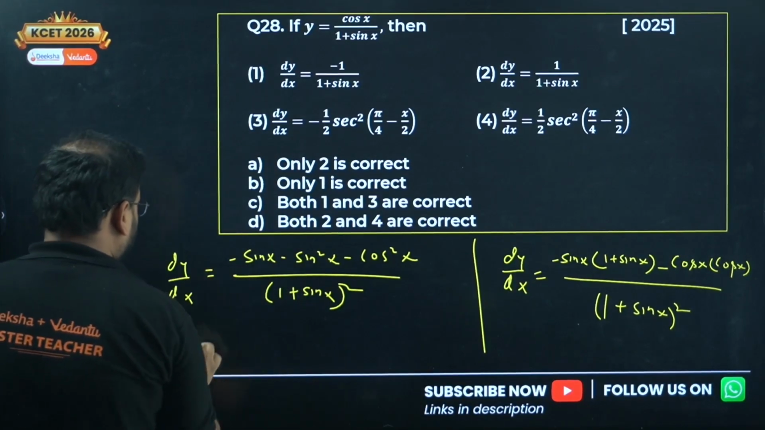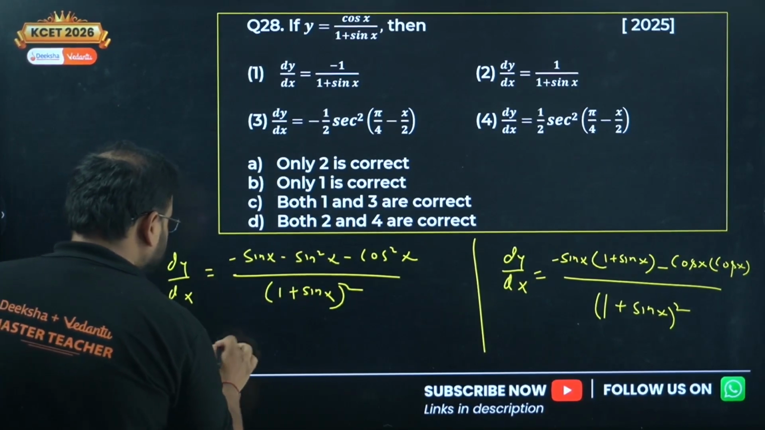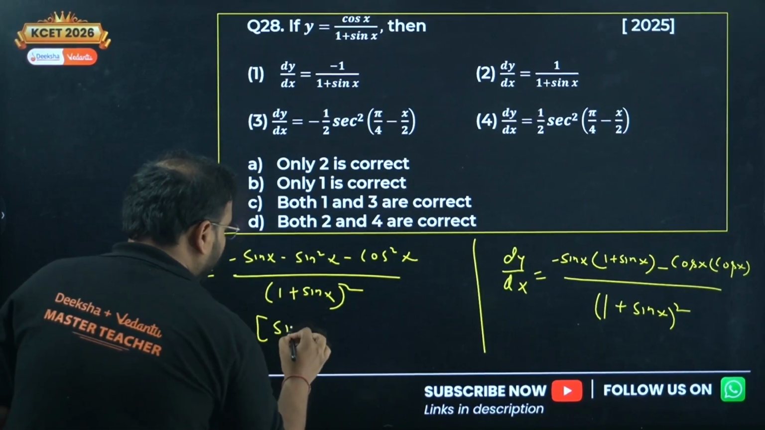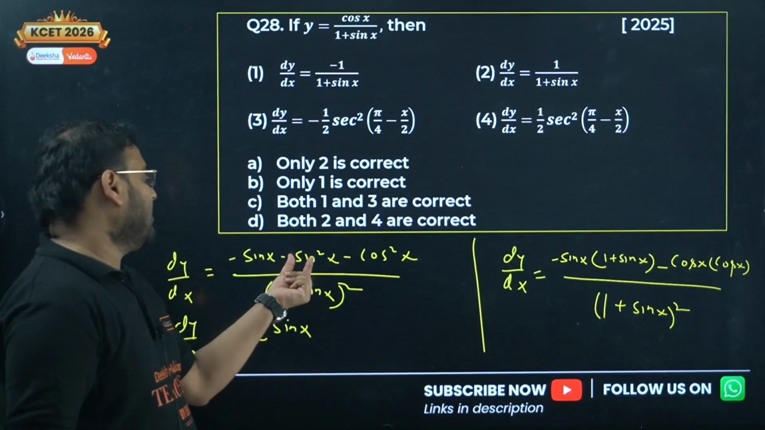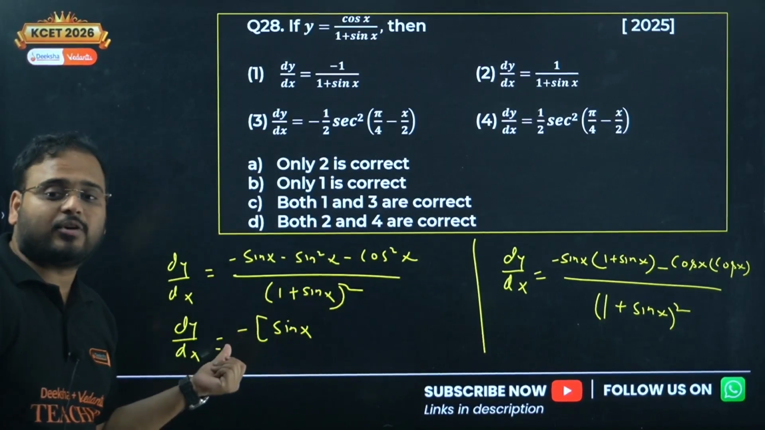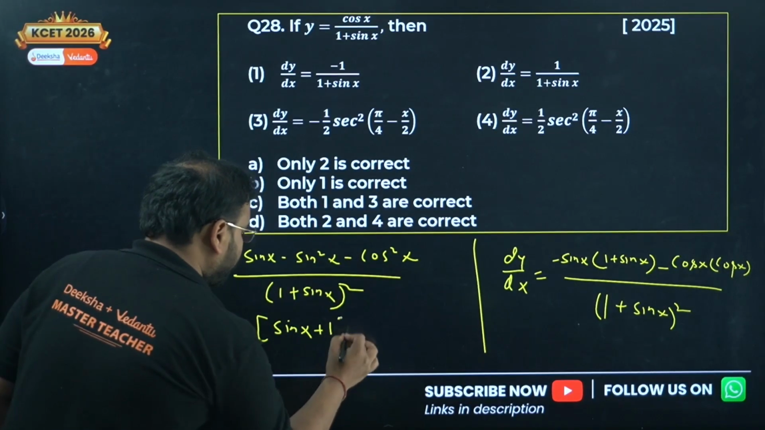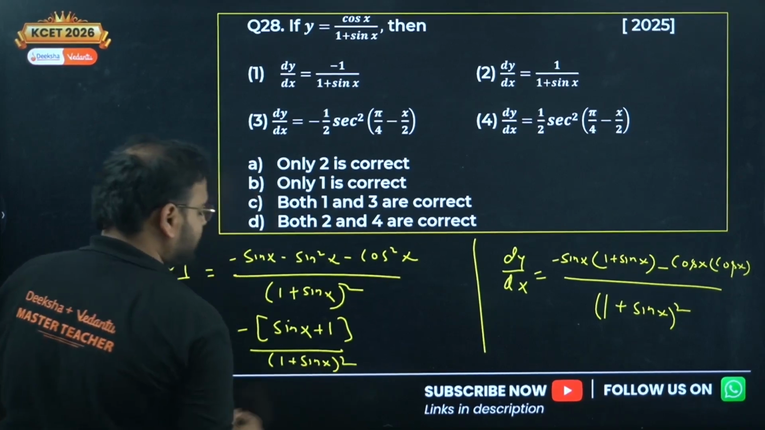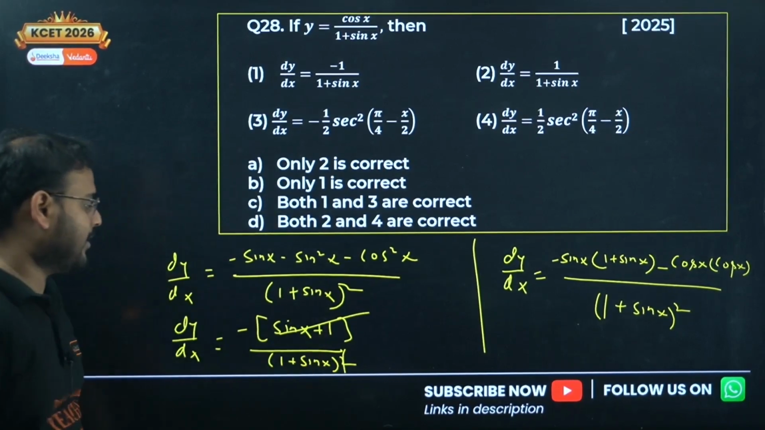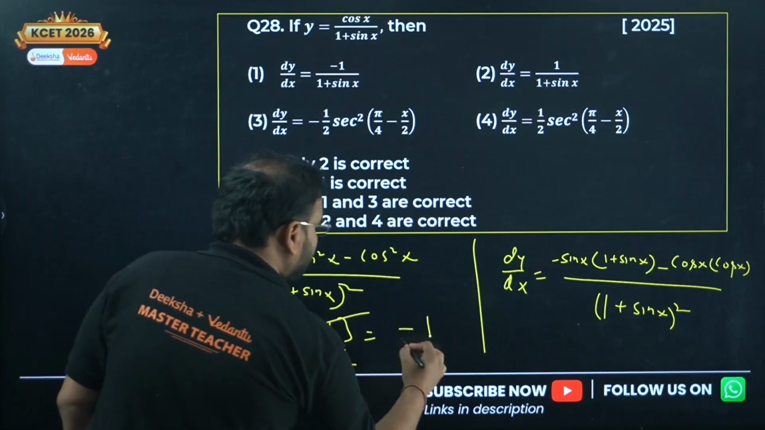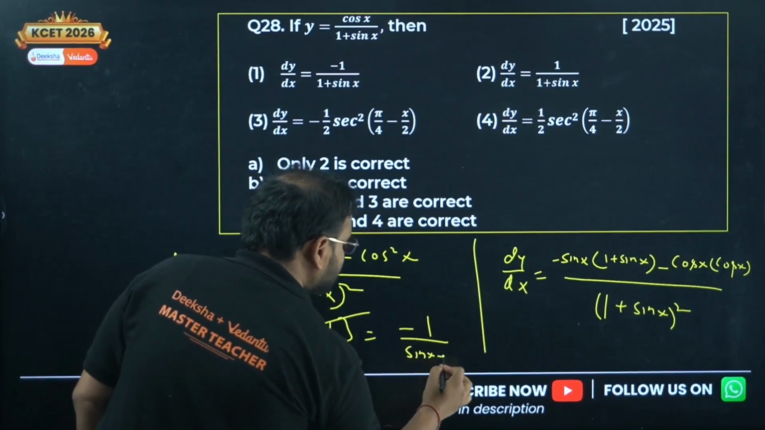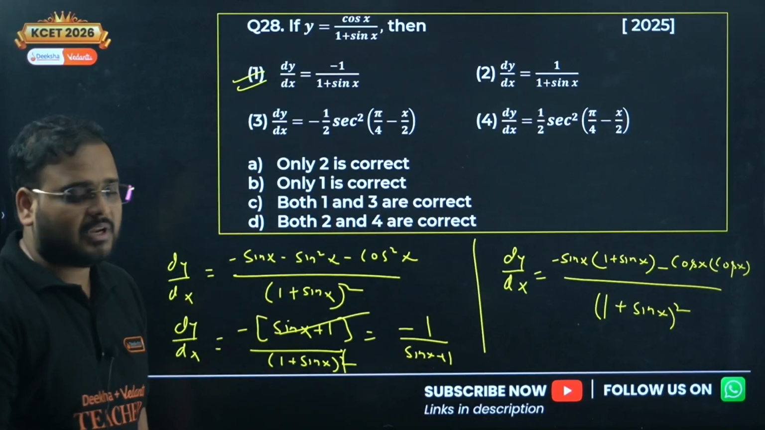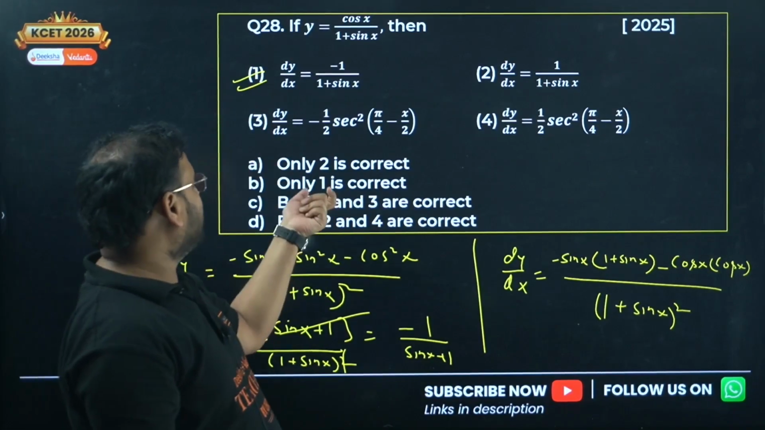Dy by dx. One more step, dy by dx. Check this out. This will be what? I can take minus sine common. I'll have over here sine x. Check this out. I'll get sine square plus cos square because I've taken the minus sign common. That is nothing but 1 divided by 1 plus sine x the whole square. This will cancel this extra whole square. My answer is what? Minus 1 upon sine x plus 1, which is option 1. Correct. Okay. So we can see option B is right.